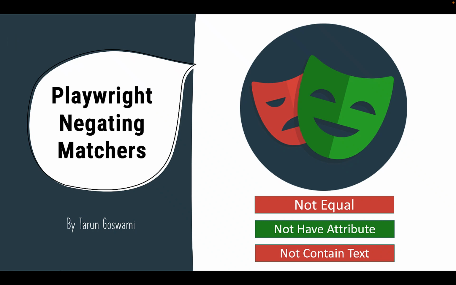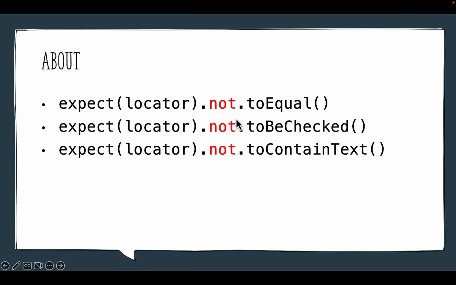Hello everyone, today let's discuss how to use the not property with different matchers or assertions. We can add the .not keyword to the front of matchers like toEqual, toBeChecked, toContainText, or toHaveAttribute, or any other matcher to expect the opposite. Not makes the assertion check for the opposite condition.